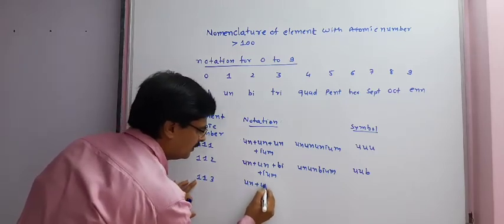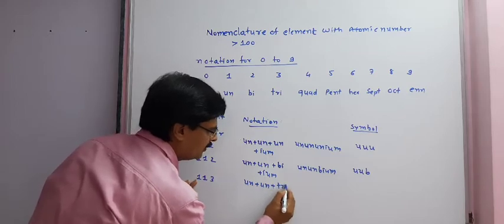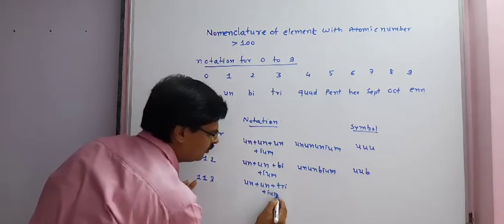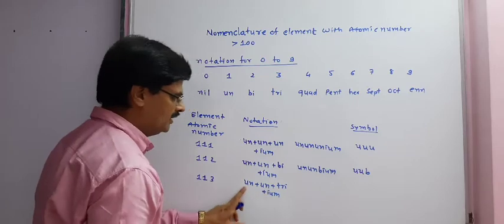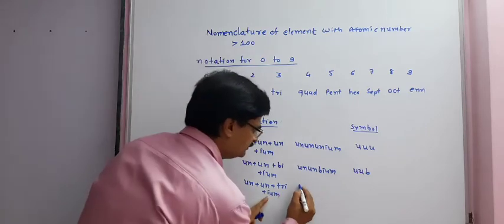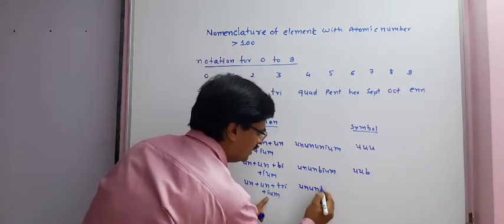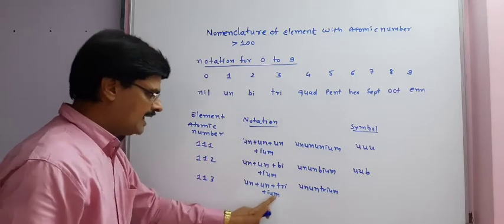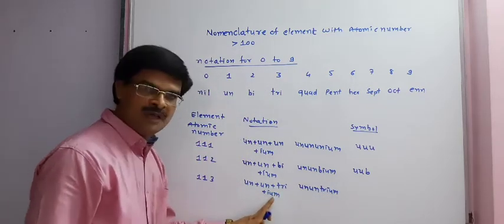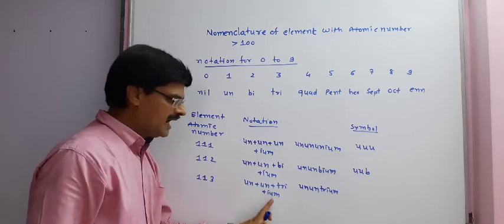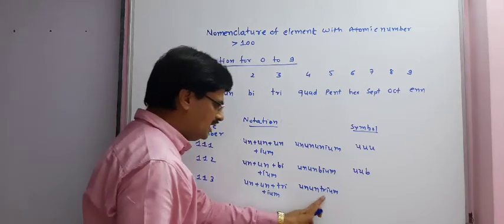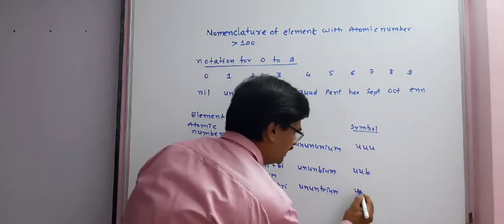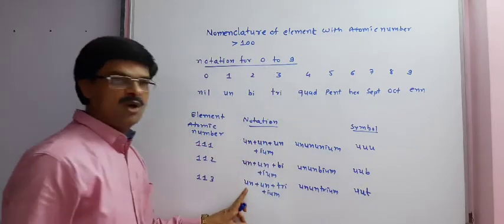Now for 113 element, un plus un plus tri plus ium. So ununtrium, as I mentioned that tri plus ium should be written as trium. That is why ununtrium. And the symbol will be UUT.